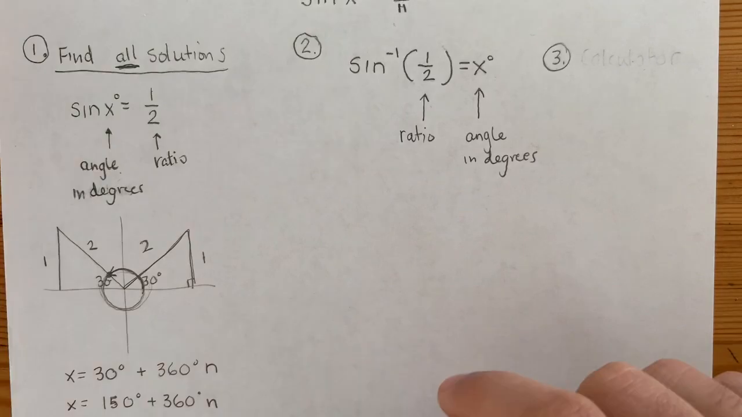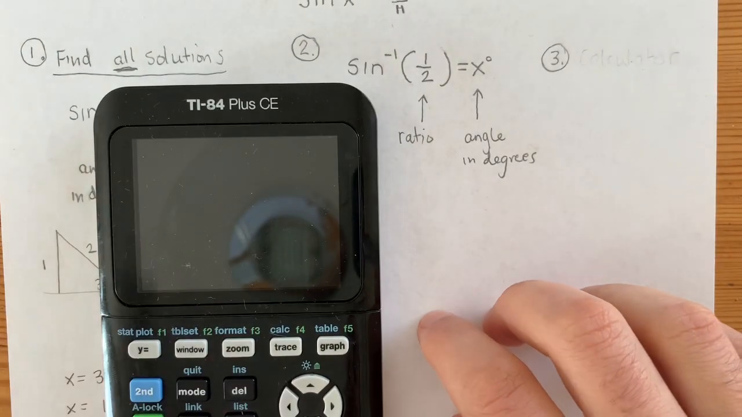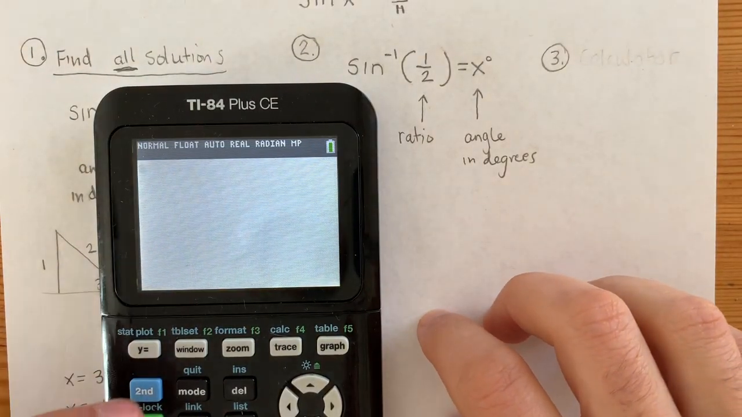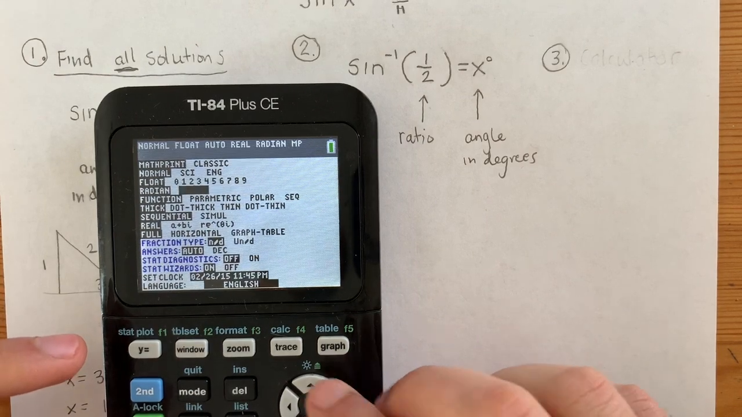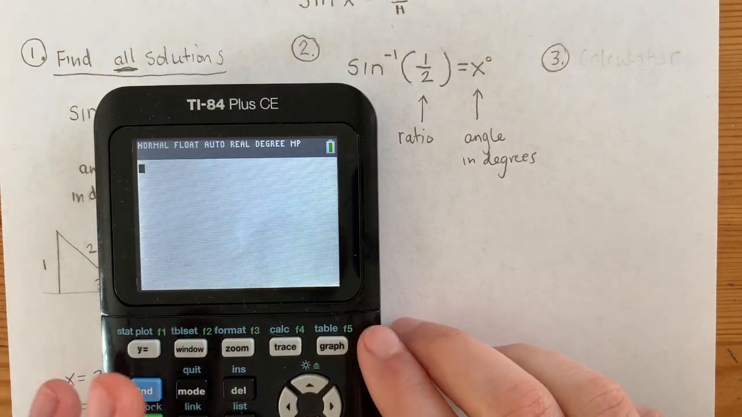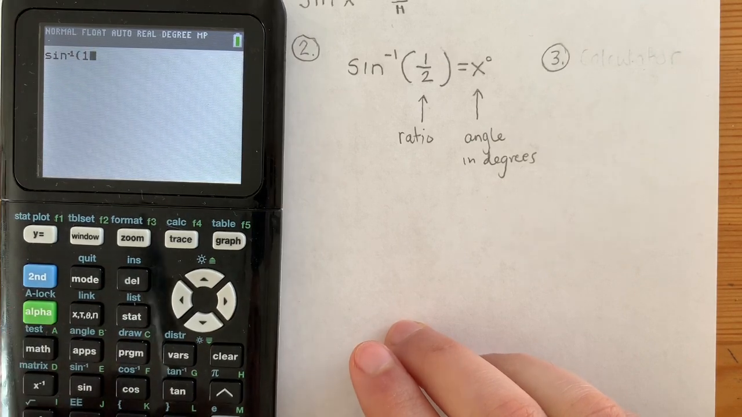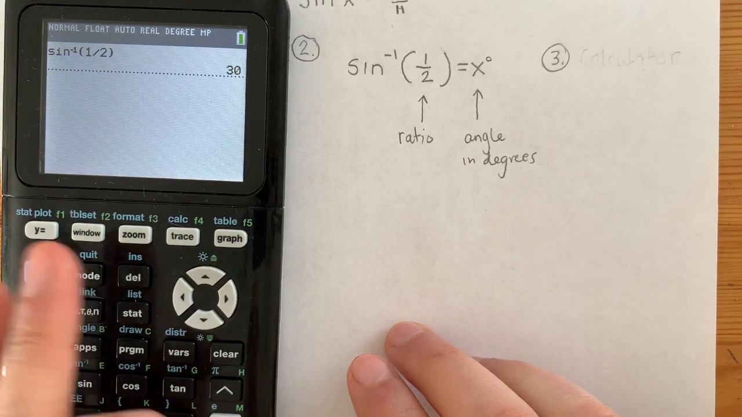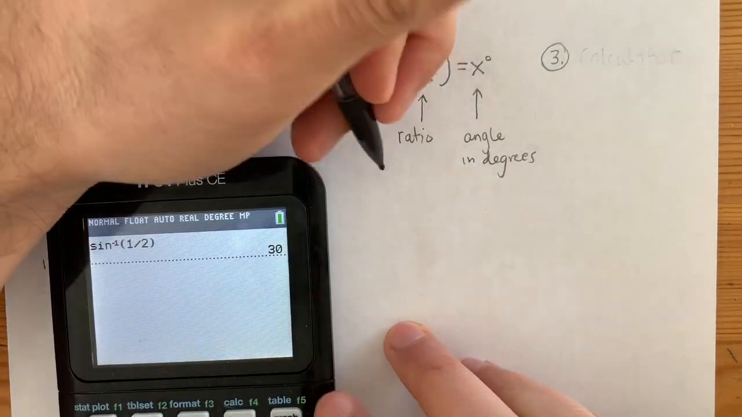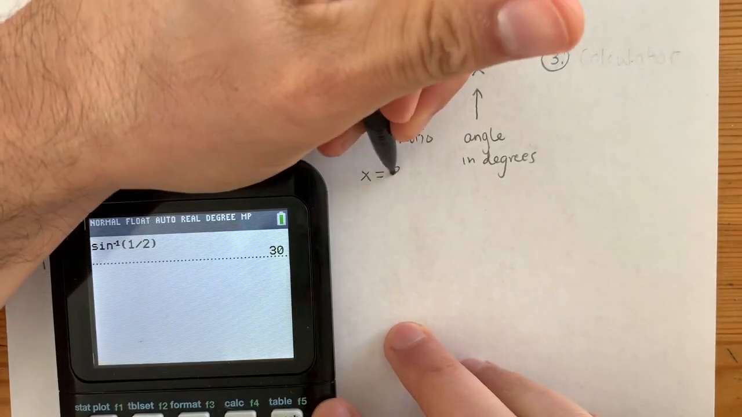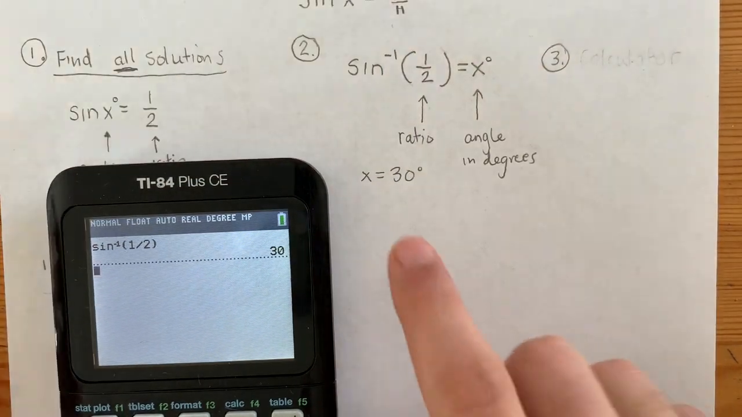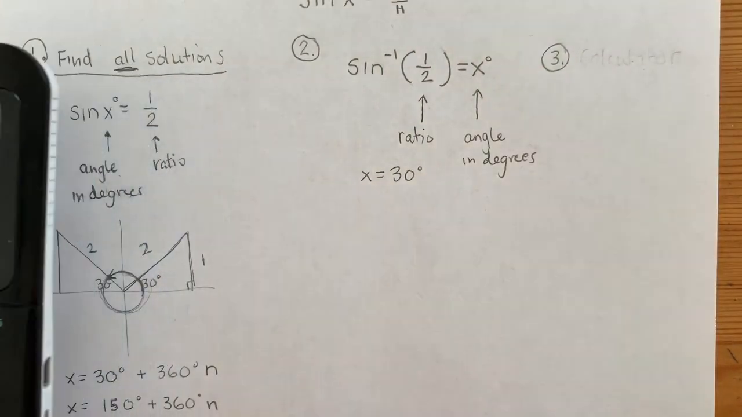So if I was to do that, I could take out the calculator, and I need to make sure I'm in degree mode because I'm doing a degree problem. And I would type in by pressing second sine, 1 over 2. And out should come the angle. And sure enough, it comes out as 30 degrees. Okay, but I only got one angle here.